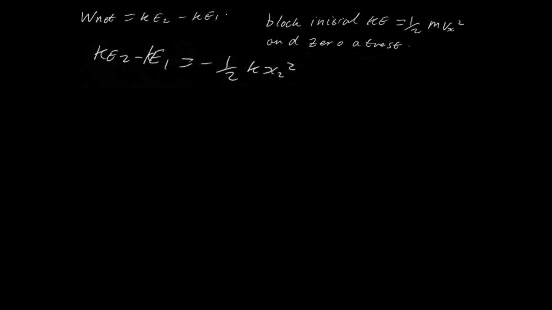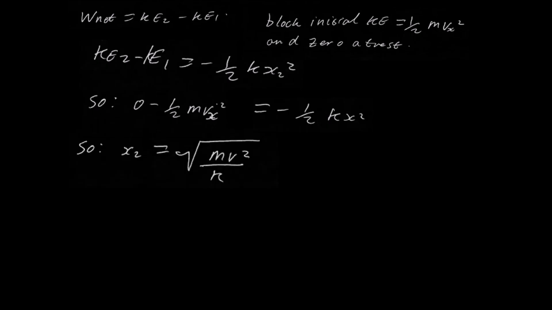So we can say that the change in kinetic energy of the block, KE2 minus KE1, is half kx squared, the work done by the spring to stop the block. So we'll have 0 minus half mv squared is equal to negative 1/2 kx squared. We wanted to know the extension, or in this case, the compression of the spring, so that means a rearrangement of this relationship. Of course, the halves go away, and x2 will have a magnitude of the root of mv squared over k.